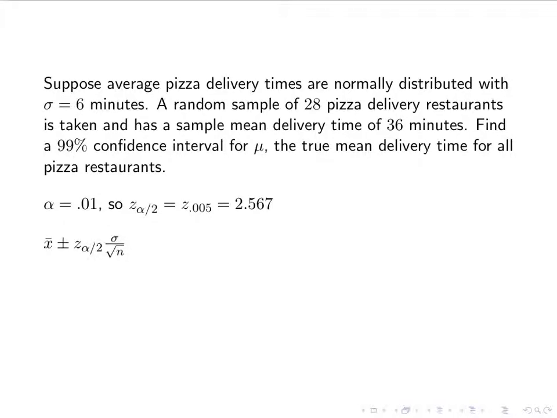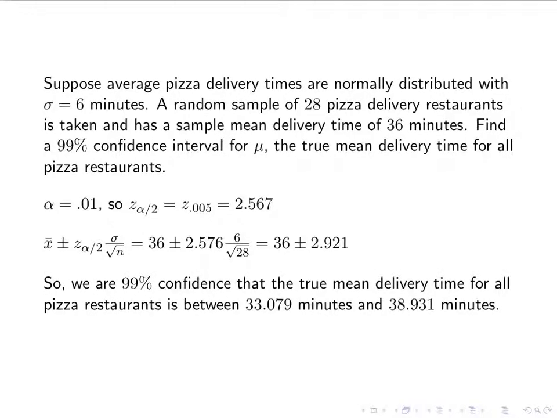So again, we're going to plug it into our equation. Our x bar is the 36, our z sub alpha over 2 is the 2.576, sigma is 6, n is 28. Again, we combine these first because of order of operations. So I get 36 plus or minus 2.921. Again, I'm going to go to at least a couple of decimal places for the error bound.